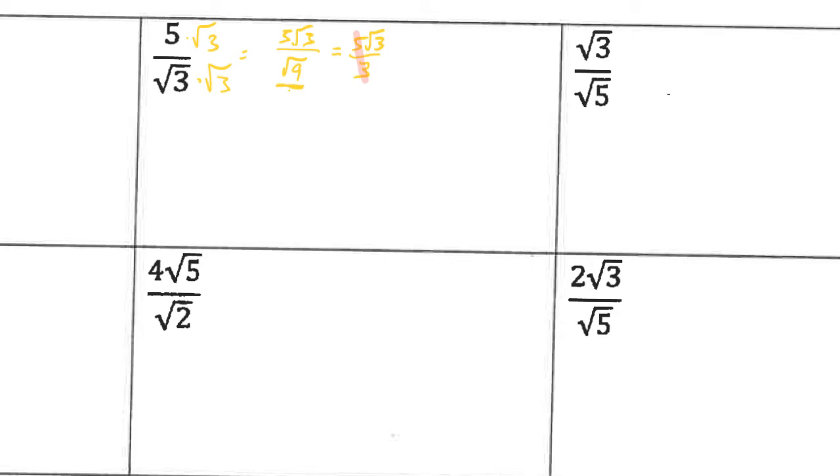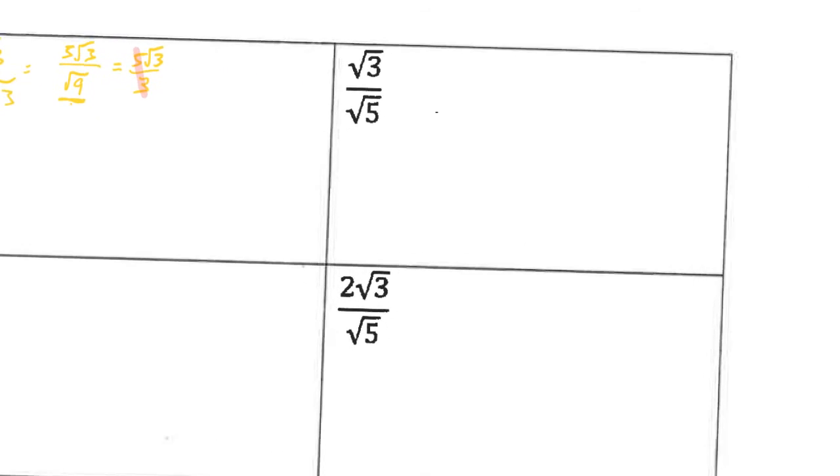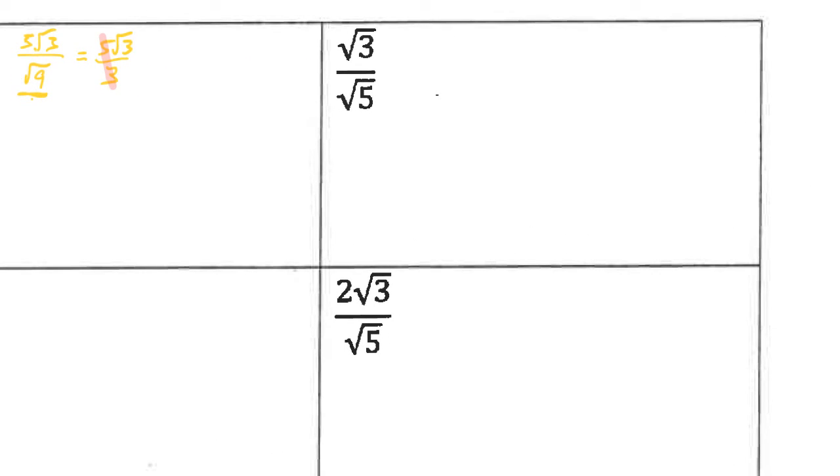Okay, so this is radical 3 over radical 5. It's interesting. We have a radical on top to begin with, but that's okay. You don't care about the radical on top. You care about the radical on the bottom. So radical 5 will get multiplied on top and bottom.